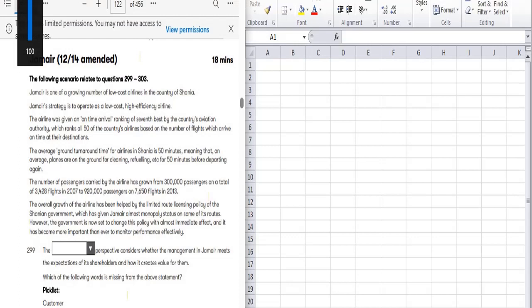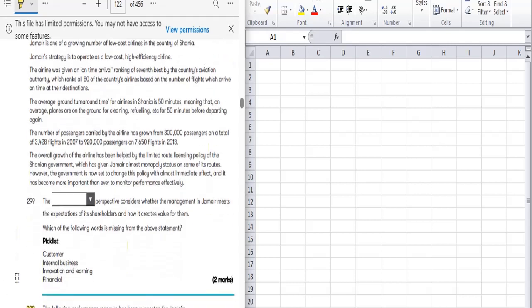So in this video we are going to talk about the Jamair company question, and the first requirement is 2.99. The dash perspective considers whether the management in Jamair meets the expectation of its shareholders and how it creates value for them. So which of the following words is missing from the above statement?